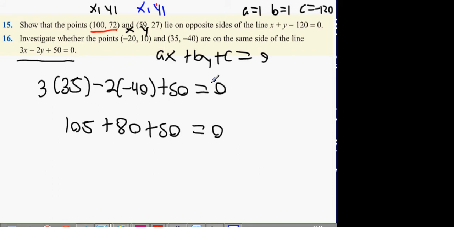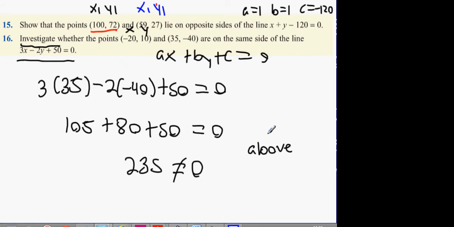They're not on the same side then. So investigate is the key word. If it says show, the answers have to match. If it says investigate, they may or may not match. So this is 235, which is above the line. The first one was below, the second one's above. Means they're on different sides of the line.